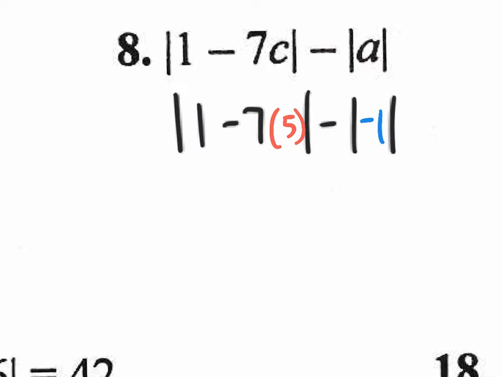Okay, let's do the math. In the first absolute value, 7 times negative 5. And let me actually squiggly underline that. 7 times 5, that's what we have. 7 times 5, that's 35.